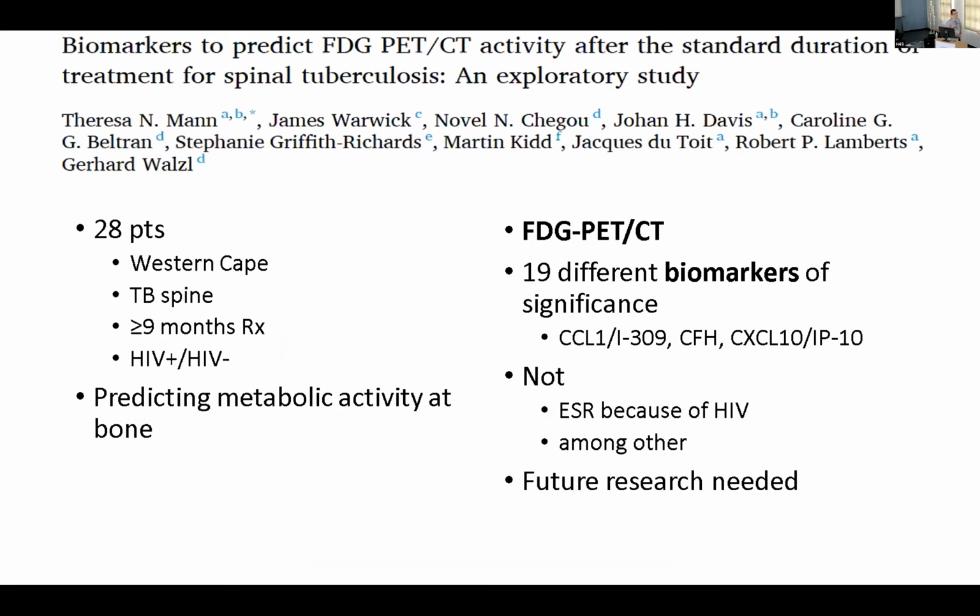Let me show you a study which I think was done, if I'm not mistaken, on the other side of the river, and that's quite a recent study. They looked at 28 patients with TB spine, and they gave them all more than 9 months of treatment. Their population was both HIV positive and HIV negative, and they basically wanted to predict the metabolic activity of bone, and they looked at two components. They looked at the FDG PET CT, but they also looked at biomarkers. I don't know what all of these biomarkers stand for. Some of them are cytokines, who knows?